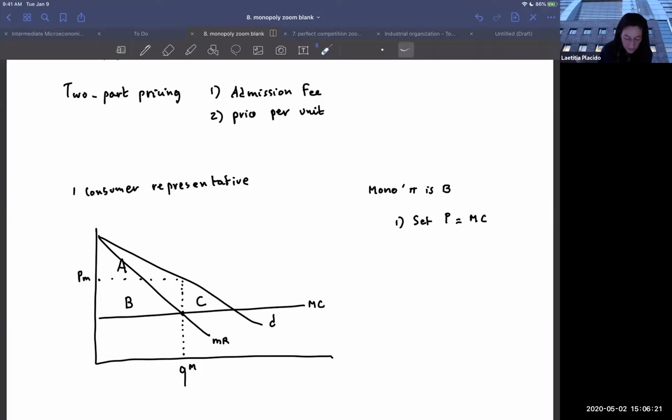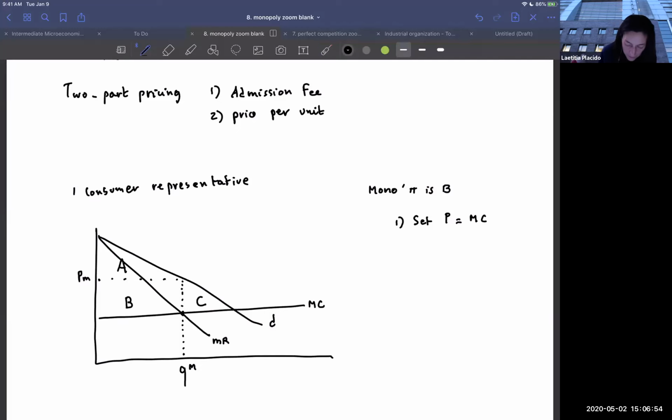The question is how to get this area here. When you set a price equal to marginal cost, you're making less profit than if you charge a price PM. Why? Because when you charge price equals marginal cost, you get zero profit, so you will have to compensate for this loss of money here. The idea will be to charge an admission fee that is going to capture the whole consumer surplus.